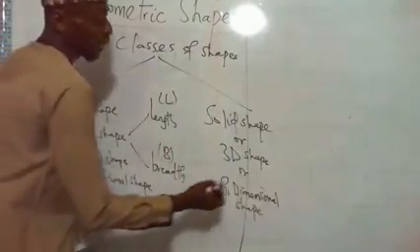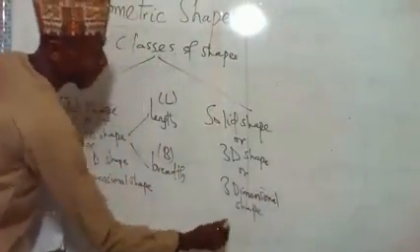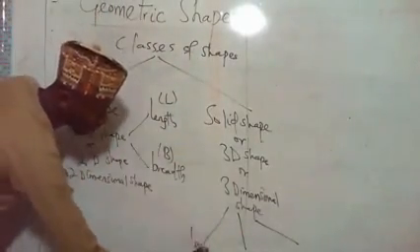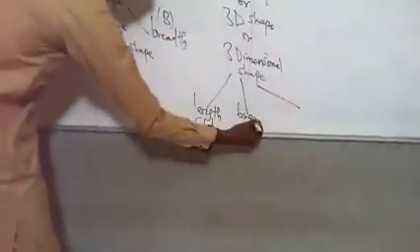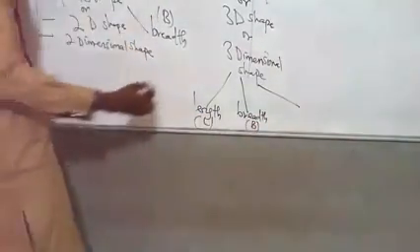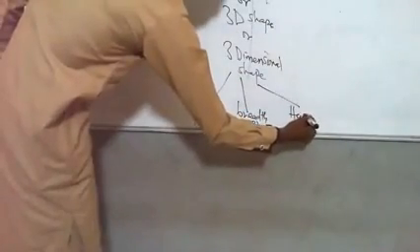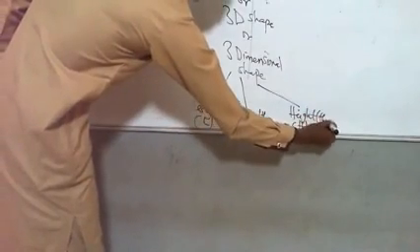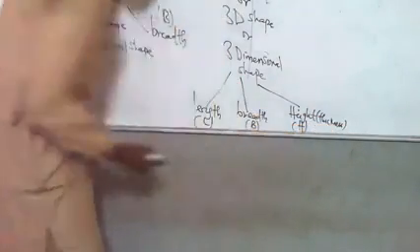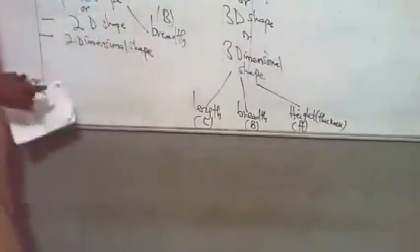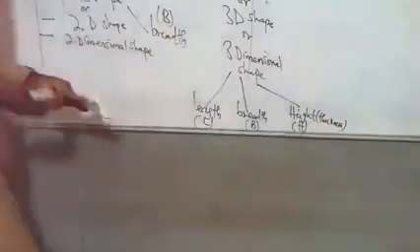What of solid shape? Solid shape has three dimensions. The first dimension is the length. The second dimension is the breadth. The breadth is also called width. While the third dimension is the height, or we call it thickness. So the three dimensions are the length, the breadth, and the height.